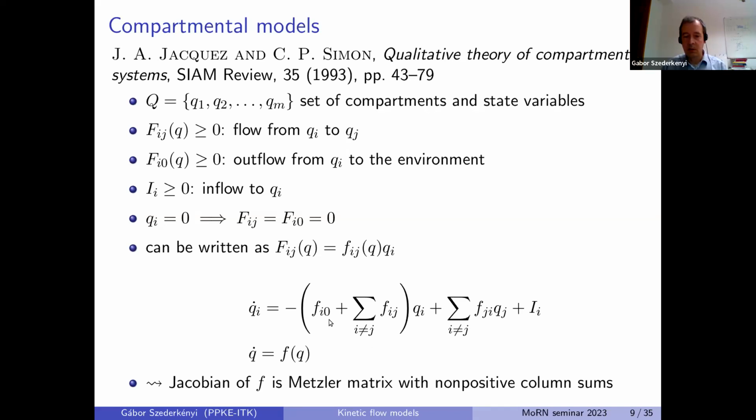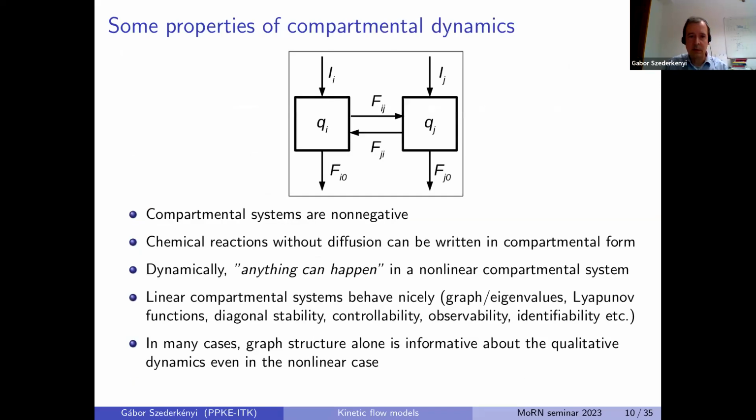and using this will be the differential equation of a general compartmental system. So outflows, flows between the compartments, and inflows. And we know that the Jacobian of such a compartmental system is very nice. This is a Metzler matrix with non-positive column sums, so we know a lot about the Jacobian of compartmental models. Of course, they are non-negative.